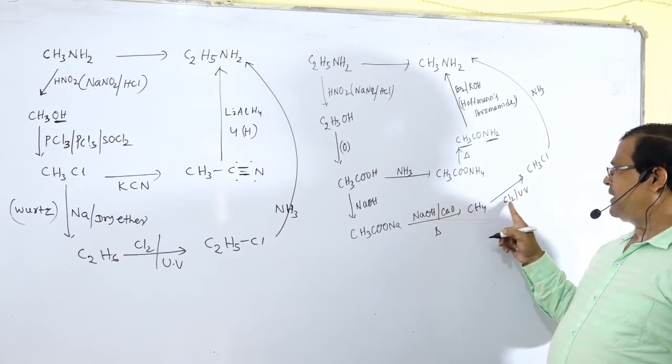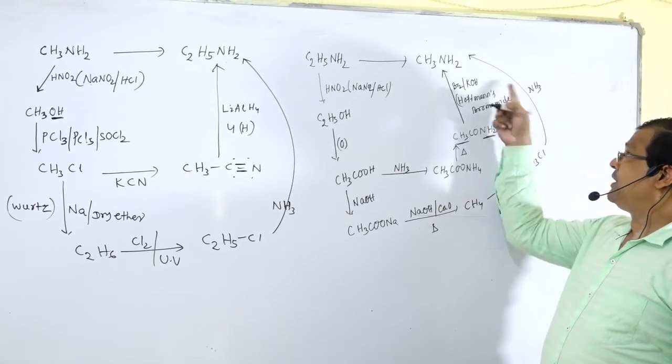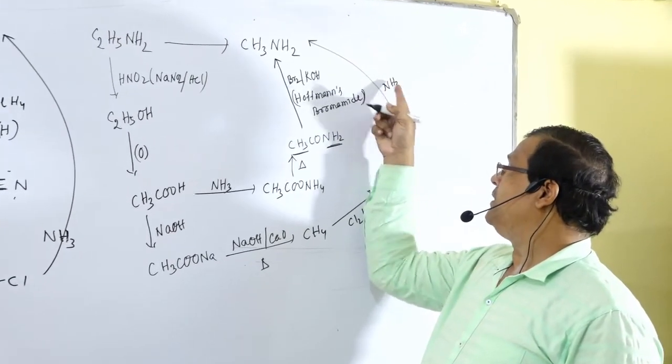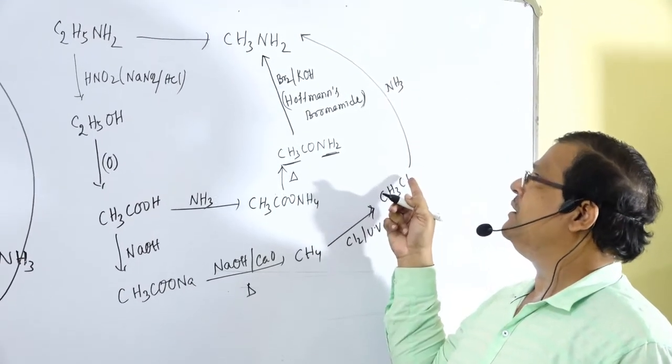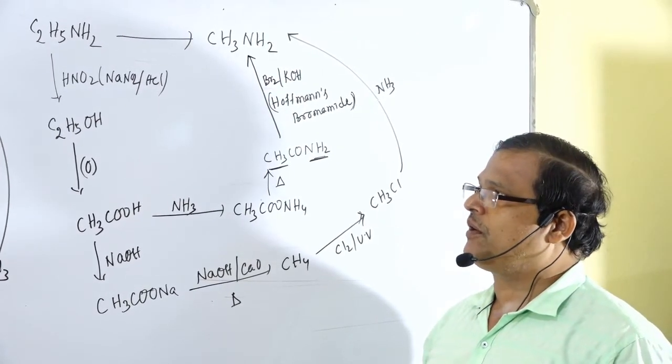With CH4 and Cl2, if we maintain the concentration of chlorine, the reaction will be arrested at this step, and it reacts with ammonia to form methylamine. If we maintain the concentration of ammonia and alkyl halide, then the primary amine will be formed. Otherwise, a mixture of amines will be formed.